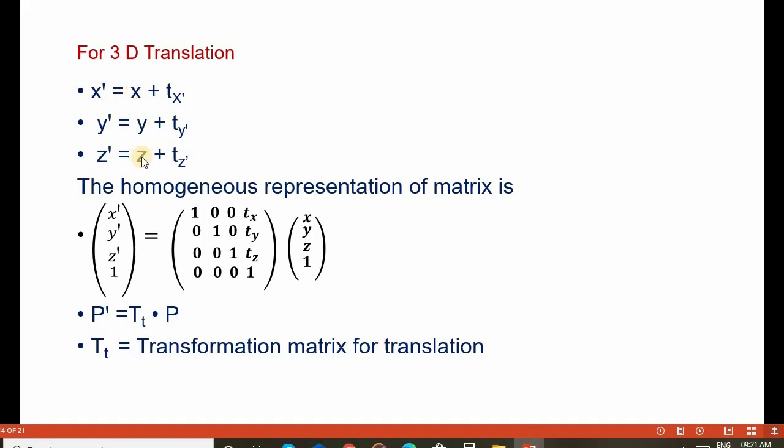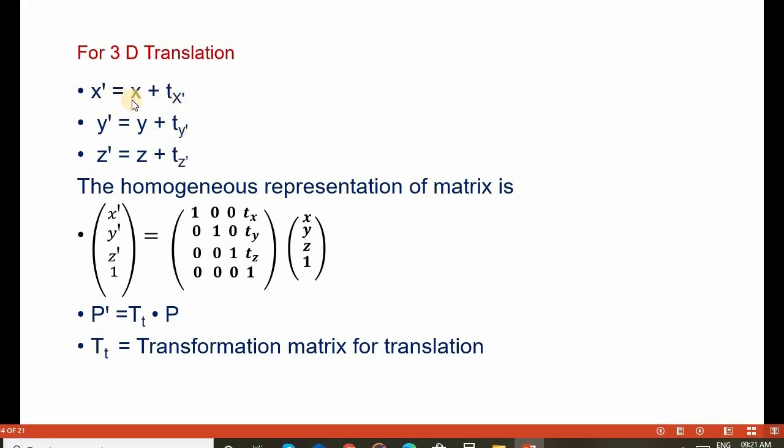So x, y, z are the original coordinates in the x, y, z axes, and x dash, y dash, z dash are the new translated object coordinates. So x, y, z is the original object coordinates, which can be translated into x dash, y dash and z dash. How can we translate? By adding the increments or translational vectors such as tx, ty and tz.